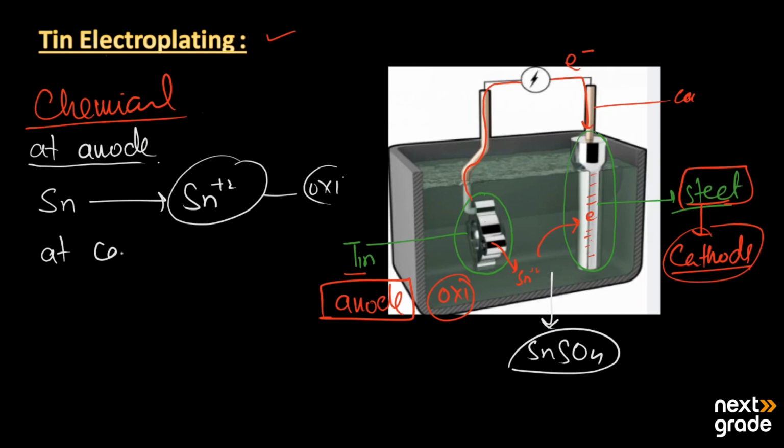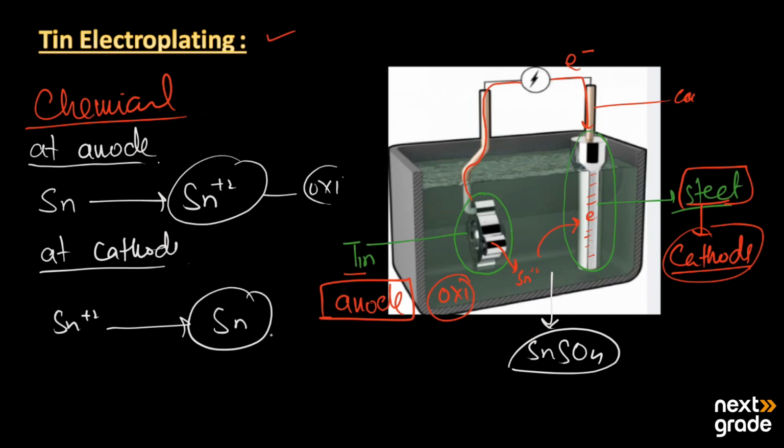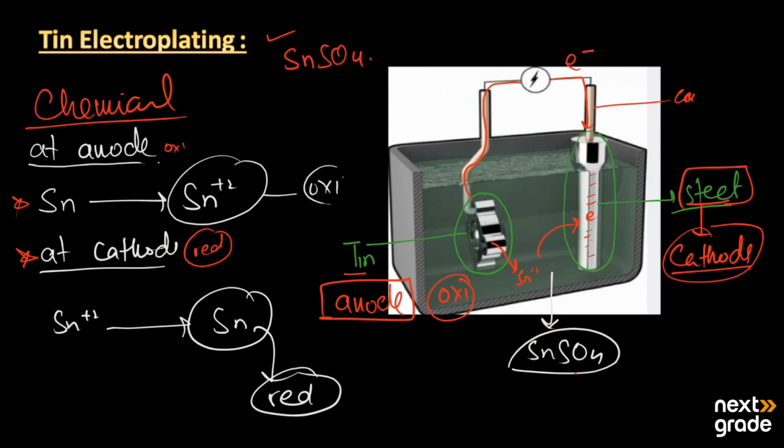On the other hand, at the cathode, the tin which is present as 2+ gains the electrons and starts to deposit on the surface of the steel, and it undergoes the process of reduction. So these two processes take place simultaneously, oxidation and reduction, and overall this is a redox reaction. The electrolyte also dissociates into its ions: SnSO4, stannous sulfate, comes into solution as Sn 2+ plus sulfate 2-. So this is a simple process of tin electroplating.